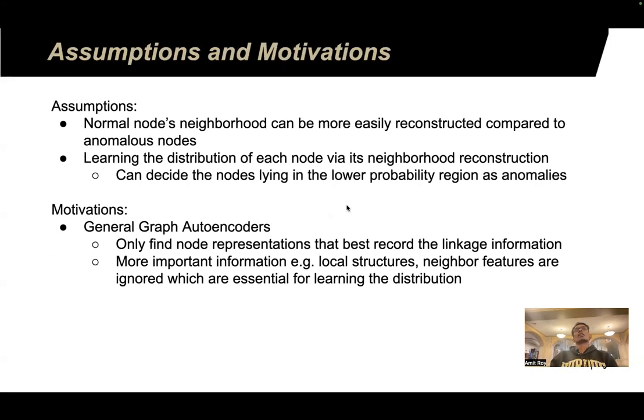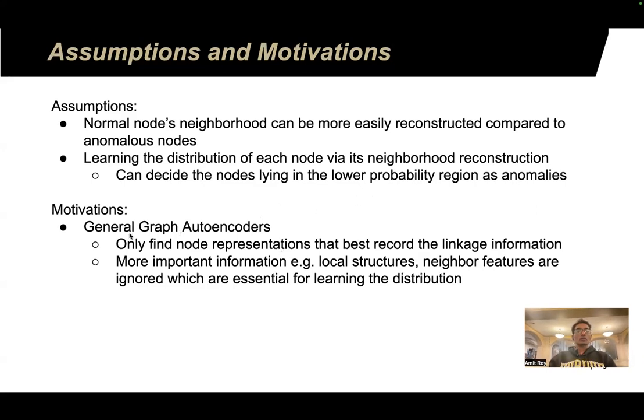So we made some assumptions here. The normal nodes' neighborhoods contain more relevant information, so they could be more easily reconstructed compared to anomalous nodes. Also, learning the distribution of each node via neighborhood reconstruction can decide whether the node lies in a low probability region or not, and we can use it to detect anomalies.